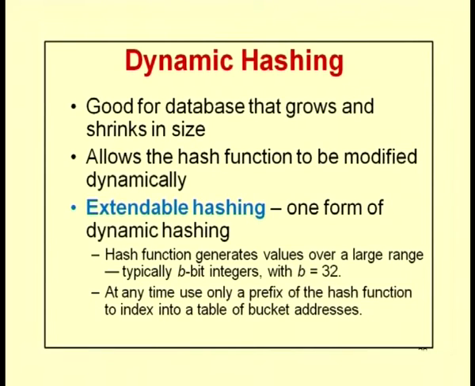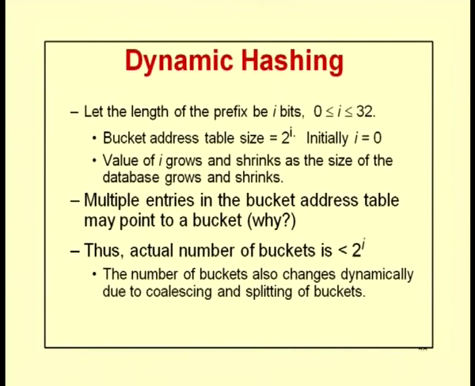The hash function generates values over a large range, typically b-bit integers with b equal to 32. At any time, you only use a prefix of the hash function to index into a table of bucket addresses. What we are trying to do is have a hash function which generates a large range, a b-bit integer, maybe even a 32-bit integer. Then only a prefix of the hash function is actually used to index into the table of bucket addresses. Let us assume that the length of the prefix is i bits, where i is 0 initially; we said the total length is 32.